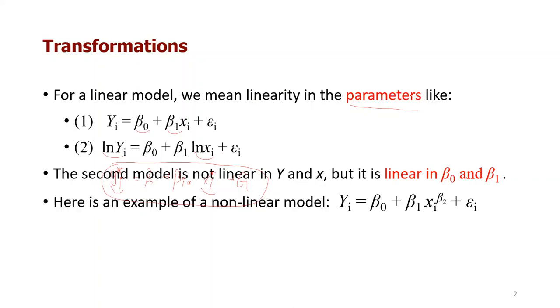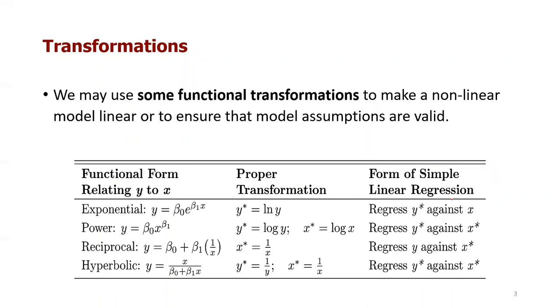Well, let's just look at this one. yi equals beta 0 plus beta 1 times xi to the power beta 2. Well, this is not linear. Why? Because you have a parameter here, and this parameter is not linear in terms of the equations. So what we can do is use some functional transformations to make a nonlinear model linear, or to ensure that the model assumptions are valid.